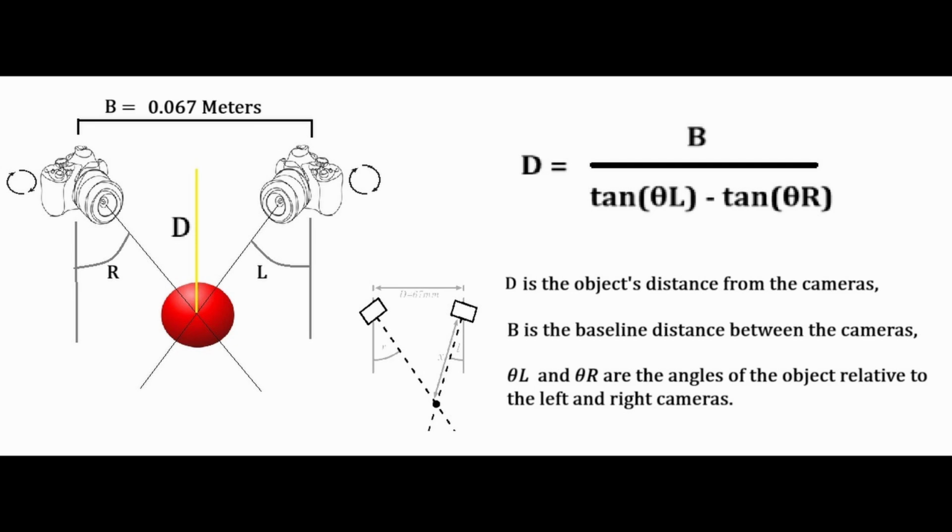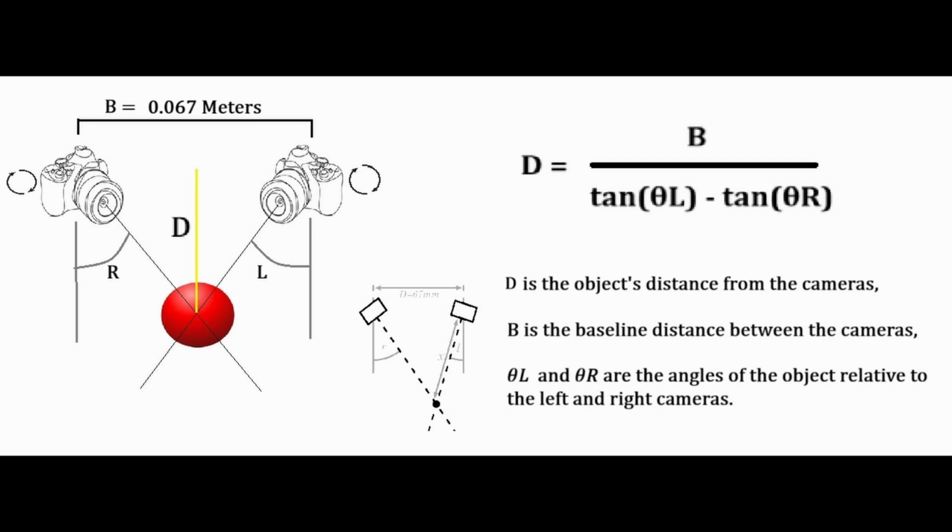Here are the calculations. As you can see, we first have the baseline on the top. This is the distance between the cameras. For my example, I'm using the owl, as seen in the previous video, which has a baseline of 0.067 meters, the distance between the two cameras. Now we use this equation, distance equals the baseline over the tan of the left angle minus tan of the right angle of the cameras, as you can see down here. As such, we can straight away learn the distance of the object from the system, from the owl. And this is the simple basic idea of stereo vision.